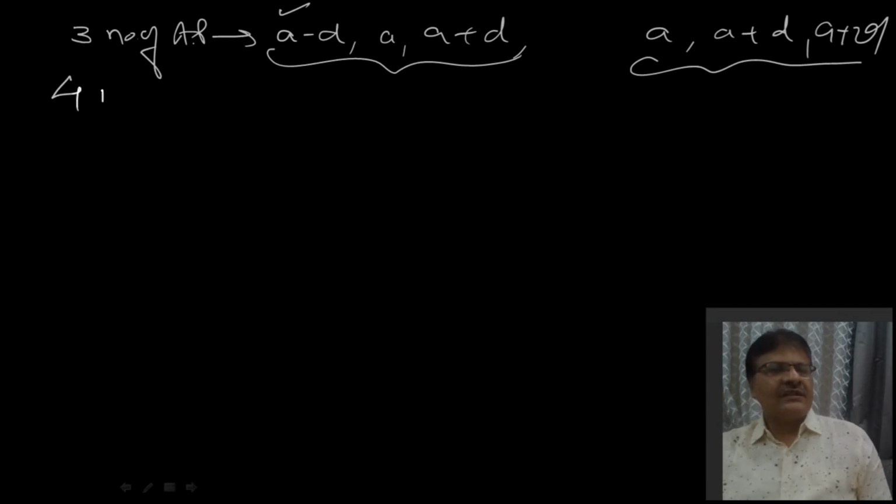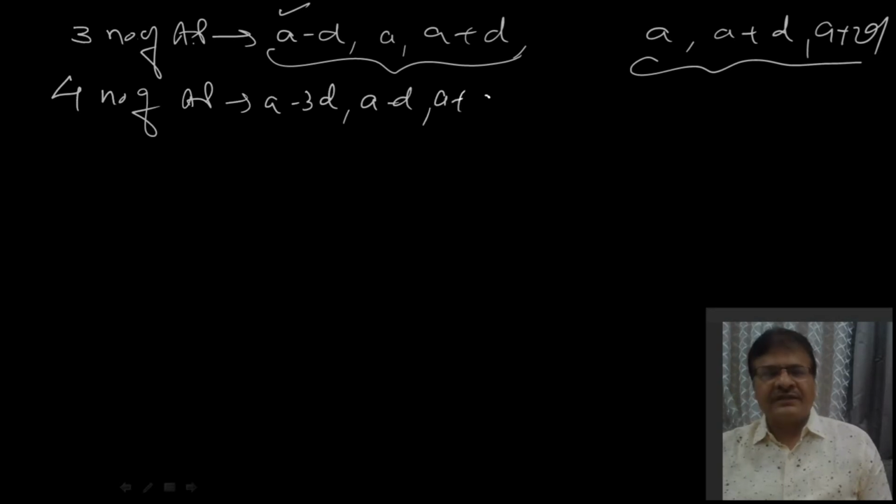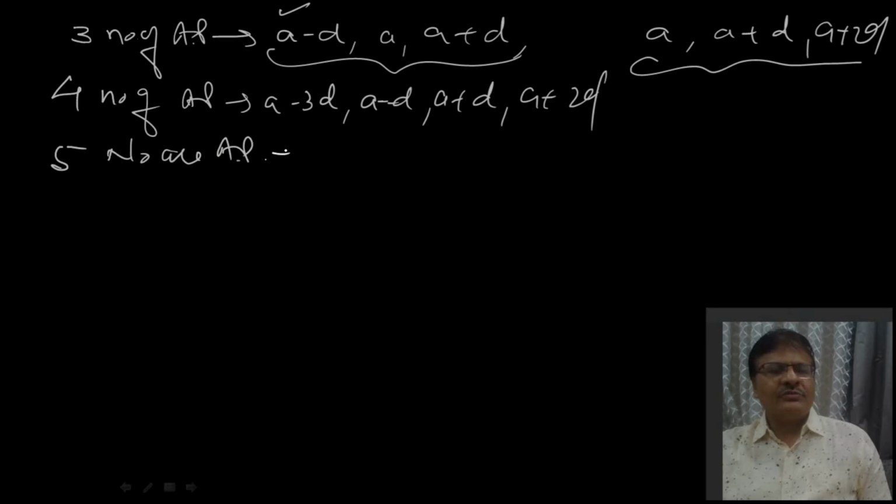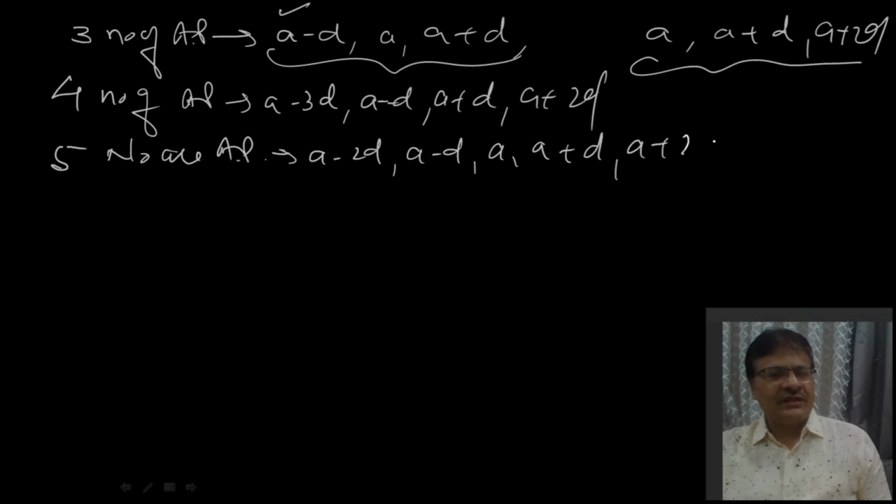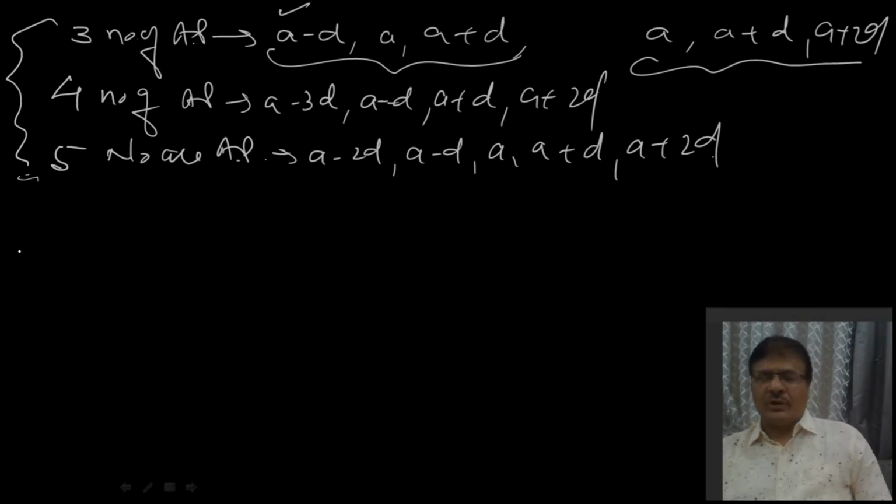If 4 numbers are in AP, then you can assume this way: A minus 3D, then A minus D, then A plus D, and then A plus 3D. This way you should assume. If 5 numbers are in AP, then you should assume this way: A minus 2D, A minus D, A, then A plus D, and A plus 2D. If you assume this way, then you can reasonably reduce your time in solving the problems.